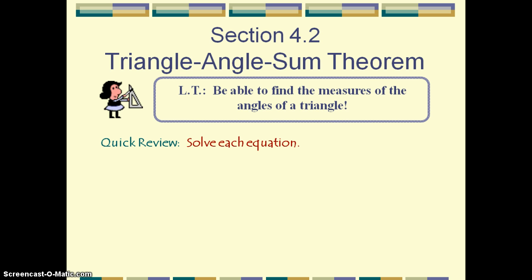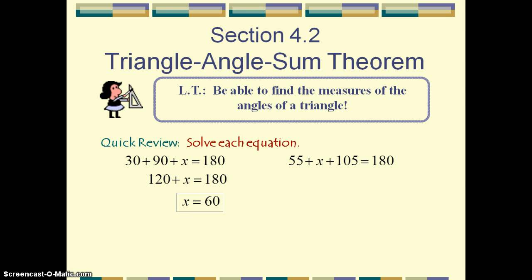First, I want you to try solving each of these equations. So on the first one, you would combine like terms and then subtract 120 from both sides to get x is equal to 60. On the second one, you would combine like terms and subtract 160 from both sides to get x is equal to 20.